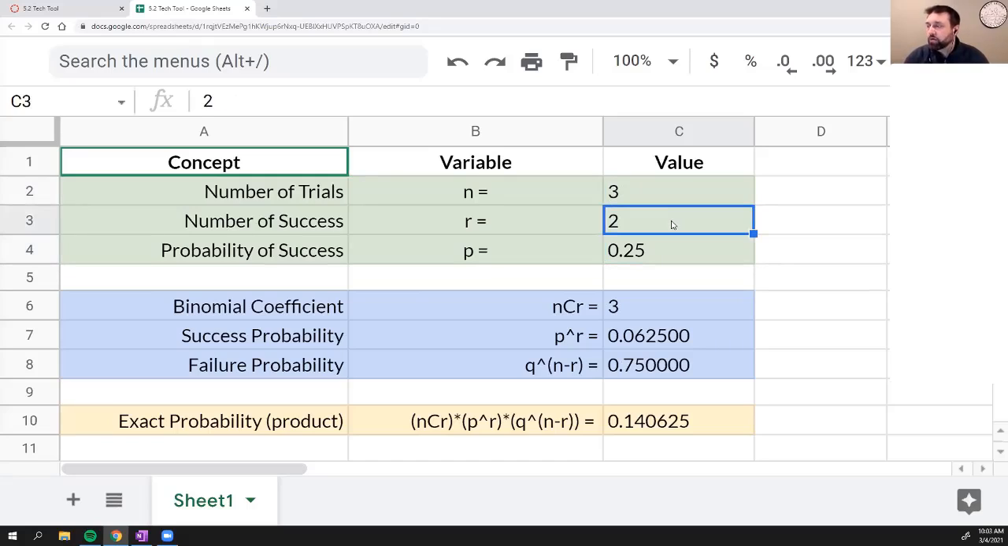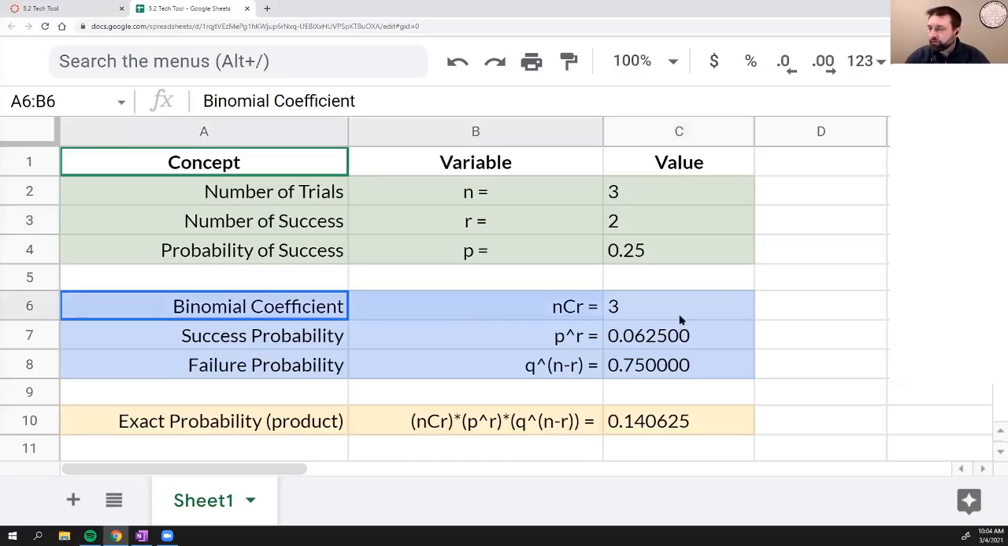And now I want to know, what is the probability of getting exactly 2 of those correct? What's the probability of getting 2 of them correct? And so my binomial coefficient, that first number, is a 3. That comes from Pascal's triangle, the combination formula.